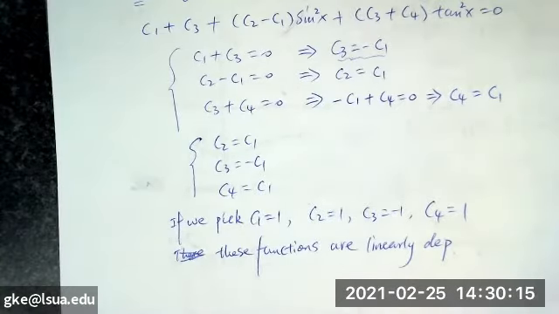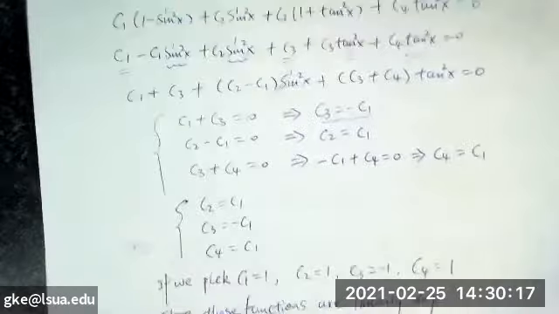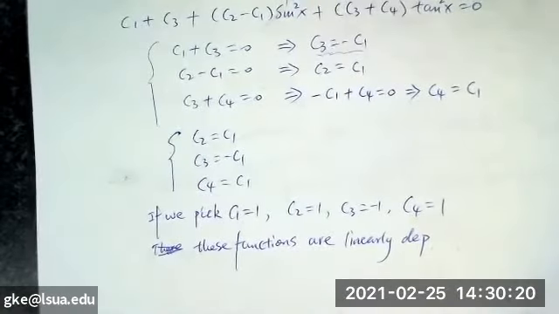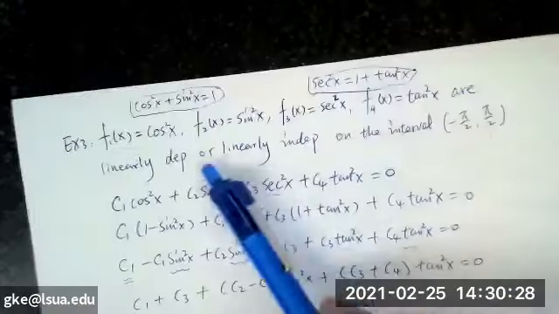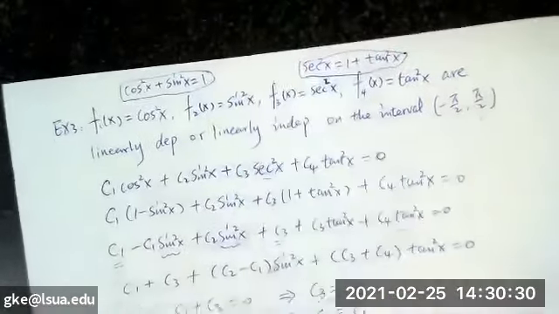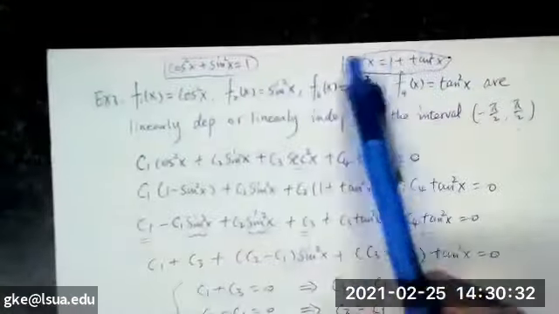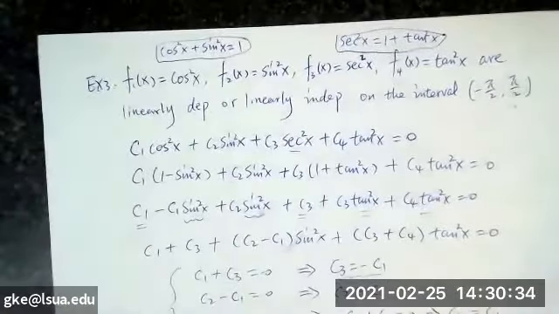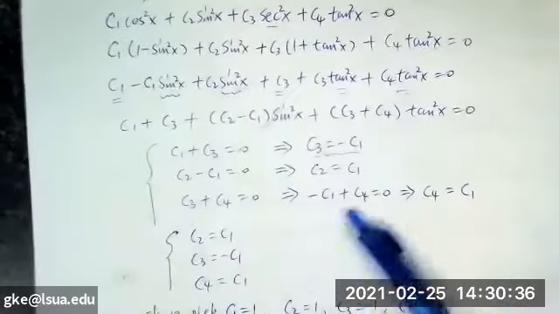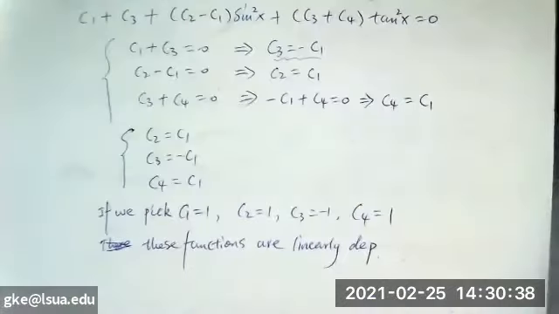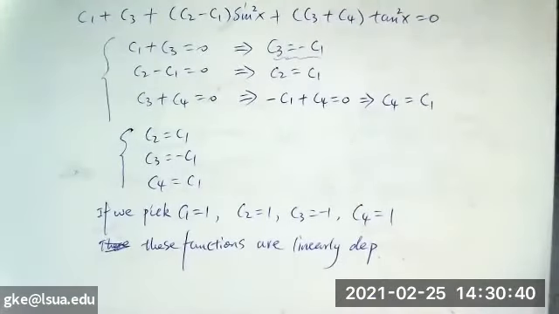Okay, so that's the last example of checking whether trig functions are linearly independent or linearly dependent. The key part, I think, is the relationship for the trig functions. If you understand these trig function relationships, you plug in and get the solution for C1, C2, C3, C4.